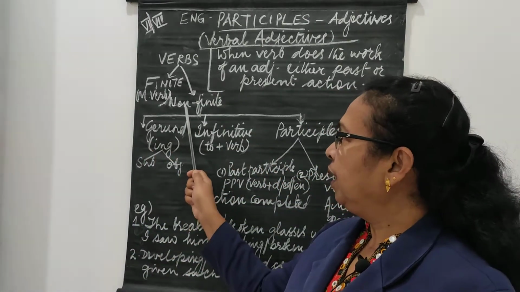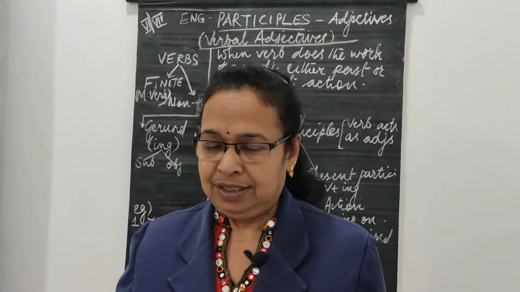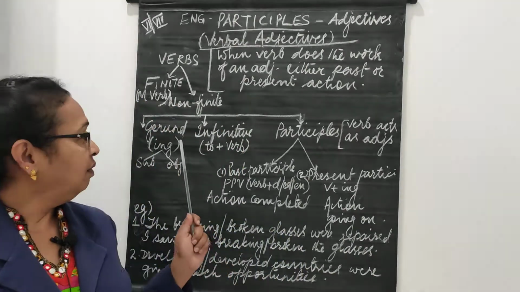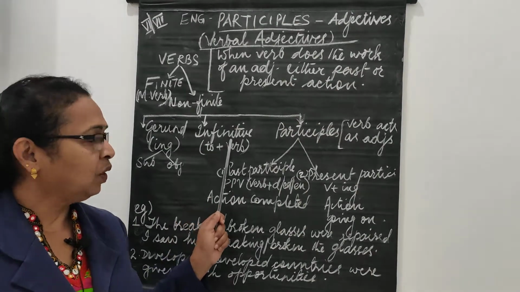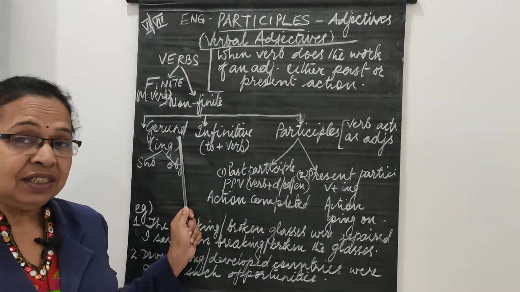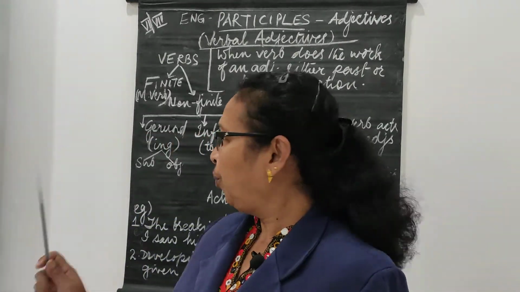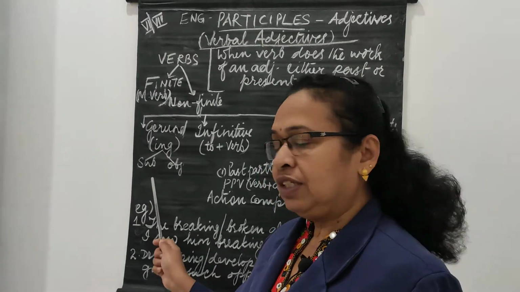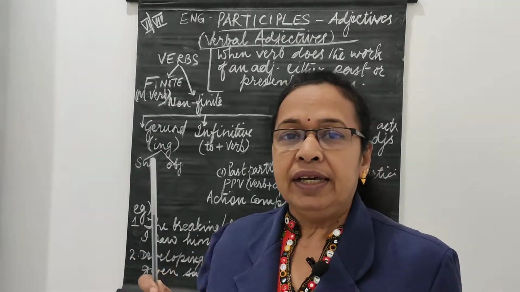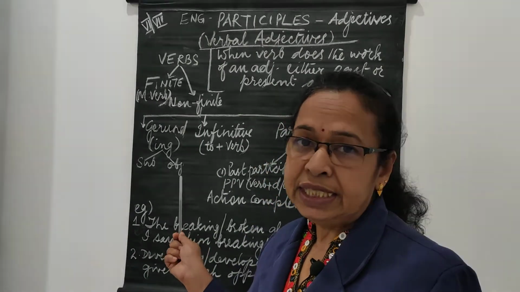Let's move on to the second one, non-finite verbs. Non-finite verbs act differently. They are of three different kinds: one type is gerund, the second is infinitive, and the third is participles. What is a gerund? A gerund is a word with the ing form, and it does the work of a subject or an object in a sentence.